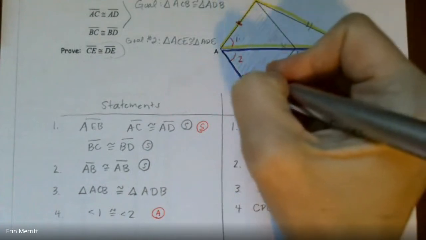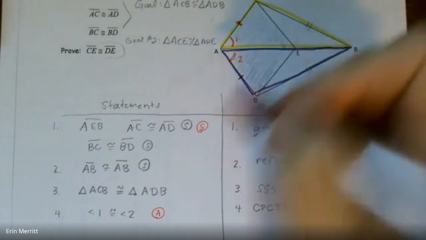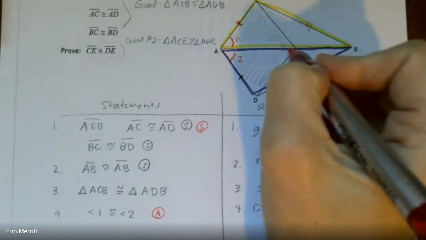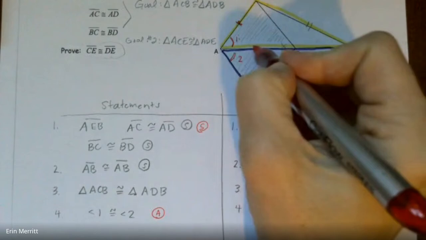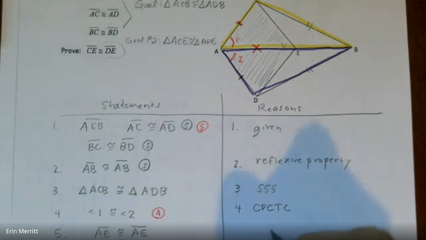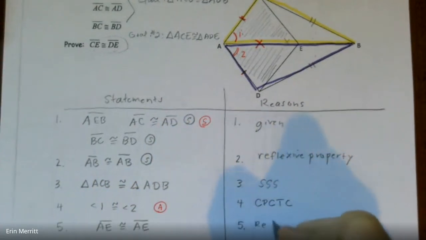All right, so let's see. We've got sides, we've got angles, and now we can use the exact same thing we did last time. They still share that side between them, side AE. So let's use reflexive again. So we can say in step 5 that AE is congruent to AE by the reflexive property.